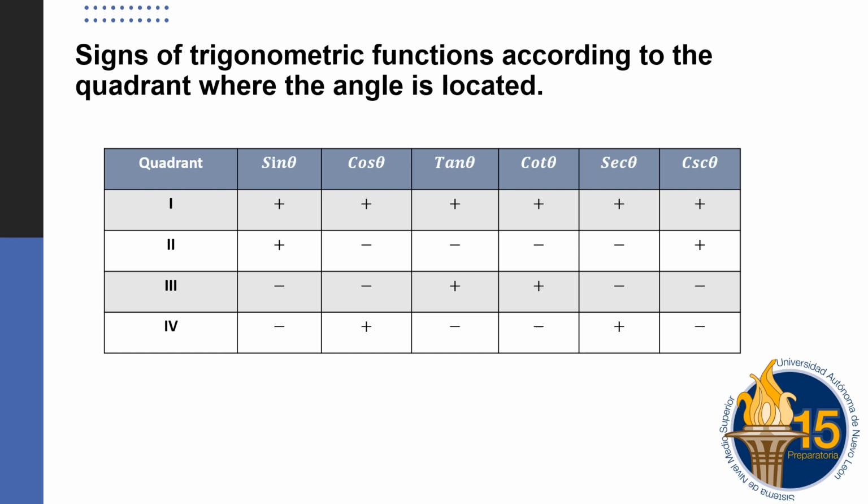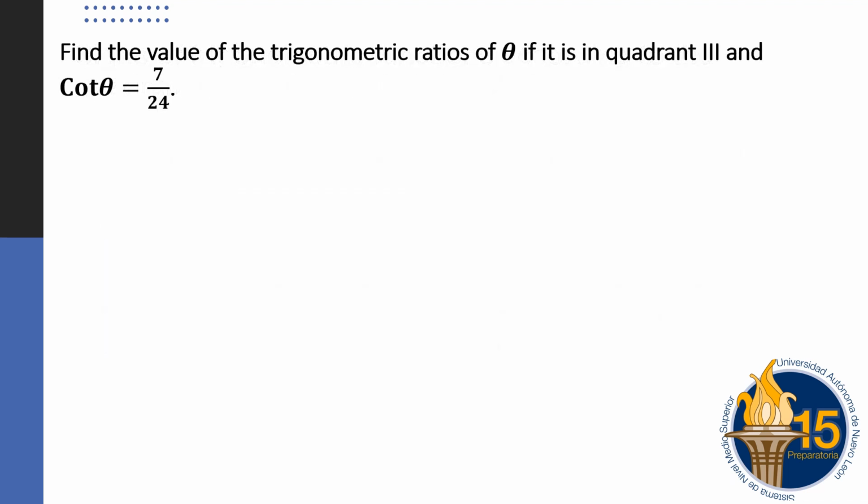Let's see an example considering the quadrant where the terminal side of the angle is located. Find the values of all the trigonometric ratios for angle theta if its terminal side is on the third quadrant and its cotangent is 7 over 24. We know that the terminal side of the angle is on the third quadrant. Besides, we know the cotangent, which is defined as x over y.